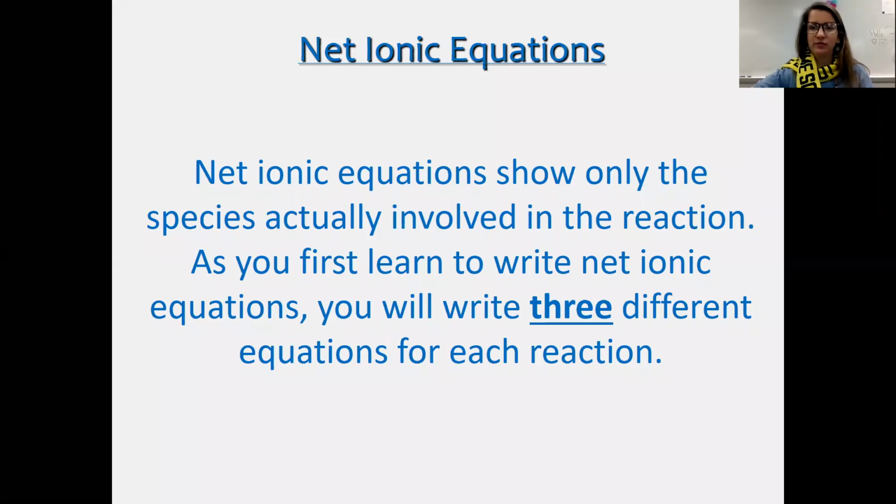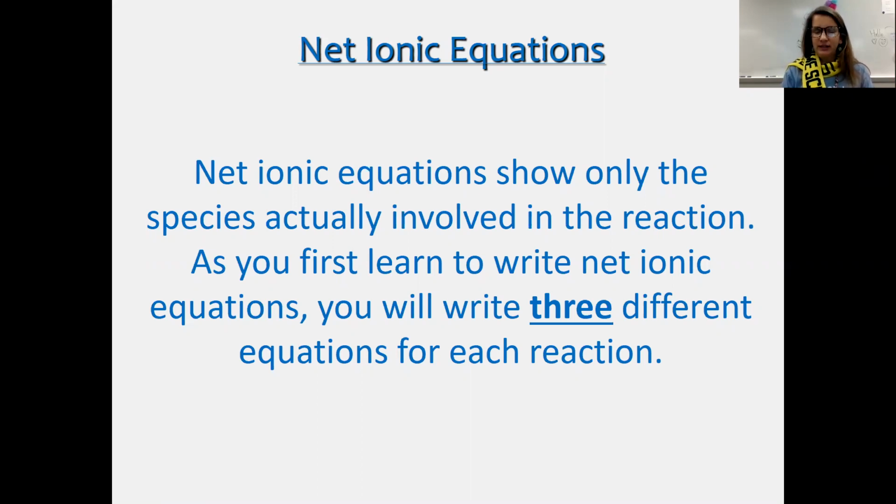Hey kids, so now that you know how to predict the products of a double replacement reaction, you can go ahead and write net ionic equations. Net ionic equations are just showing which actual species are involved in the reaction itself. Because when we have a double replacement reaction, not everything is actually taking part in the reaction, which is the making of the precipitate or the water or the gas or whatever it is that the double replacement reaction is actually making.